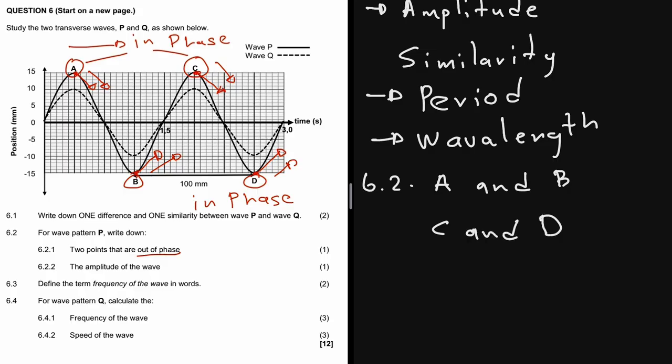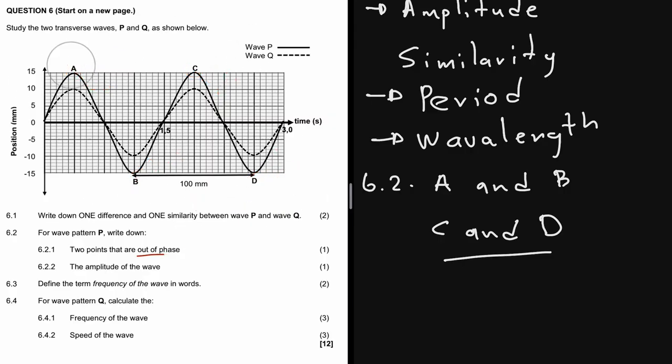So the question said we must write the out of phase points. So now I can see, okay, A and B are out of phase, since A is going down, B is going up. And then C is going down, D is going up. So both are out of phase.